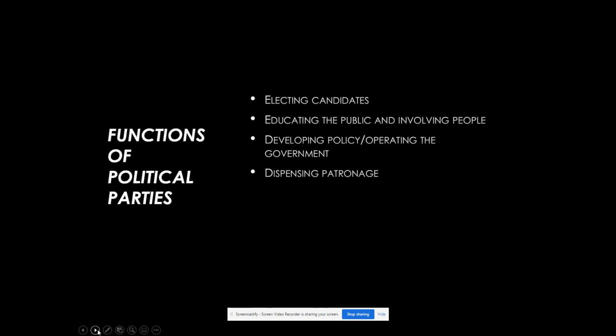Dispensing patronage is another one. That has to do with what Andrew Jackson referred to as the spoils system, going all the way back to the 1820s and 30s. To the victor go the spoils. Fact of the matter is, political parties take care of their own, so that when one of their candidates wins, they bring in a bunch of people that belong to the party to help them run the government or make decisions.